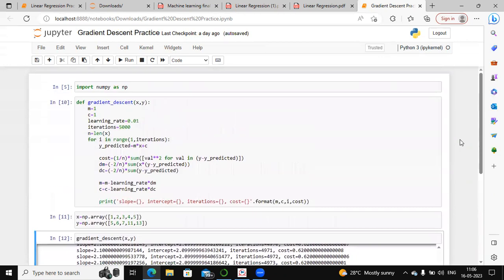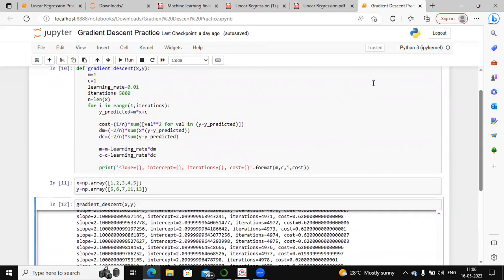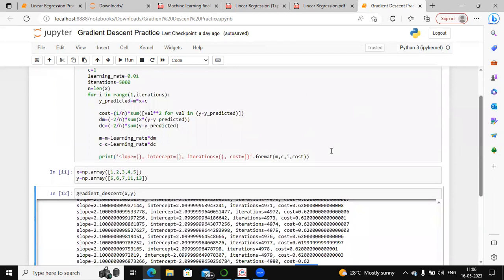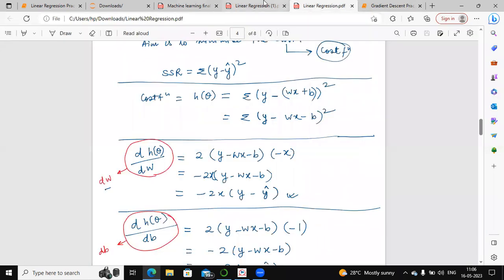So this is how gradient descent works. I hope you understood. So this is all about the gradient descent part. Let's move to the next concept now.